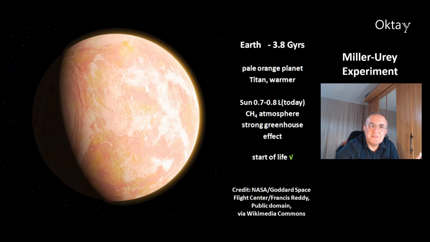How did life start? The Miller-Urey experiment is a strategy to find out more about the start of life. And this is a nice picture of how Earth could have looked 3.8 billion years ago. It was a pale orange planet, a bit like Titan, Saturn's biggest moon, but warmer. Back then, the sun had a luminosity of 70 to 80% compared to today. But the early Earth had a methane atmosphere. Methane is a strong greenhouse gas, and these conditions weren't enough to start life.